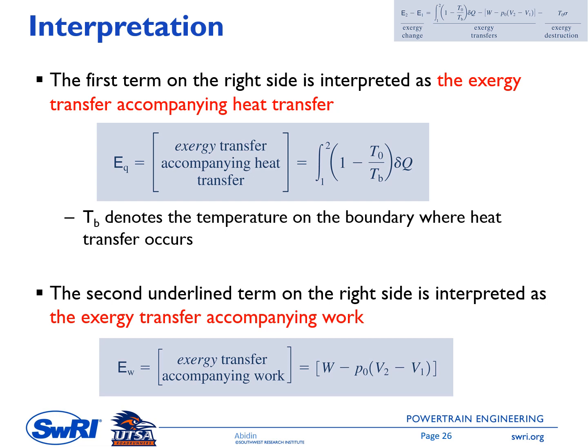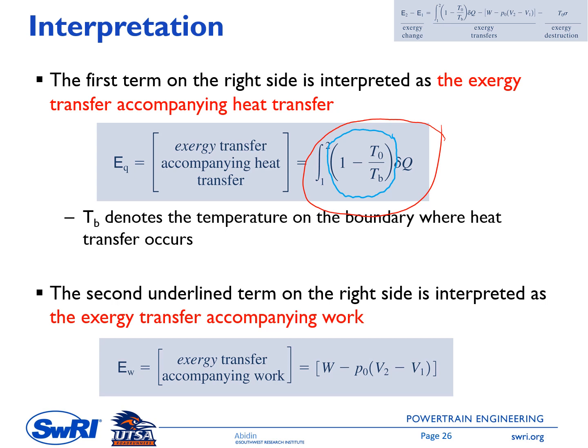Now let's take a look at the interpretation of the individual terms. The first term on the right side is interpreted as the exergy transfer accompanying heat transfer. It is the integral from state 1 to state 2 of 1 minus T0 over TB times delta Q. I hope you can recognize this term. If you remember in THERMO 1, 1 minus T0 over TB is the Carnot efficiency.